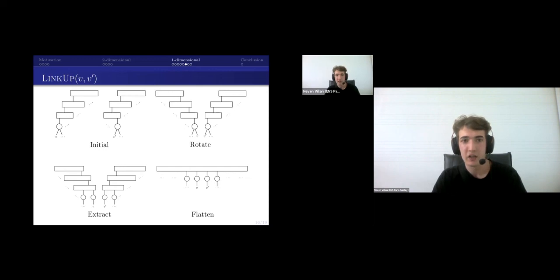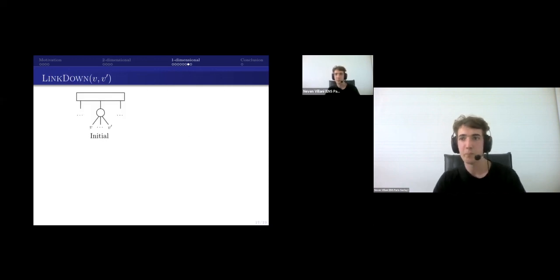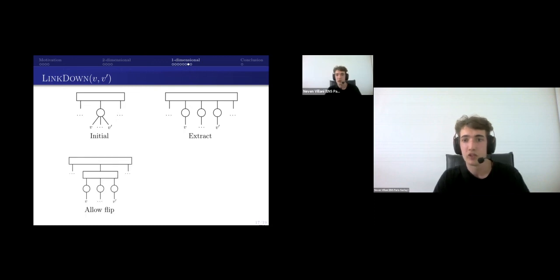Let's see a link down now. The most interesting specific case is when V and V prime share the same neighborhood, but their neighborhood is otherwise empty. The first step is again to extract them from their P node, since they no longer share the same neighborhood as they used to. And in order to account for the fact that we have no information on which direction they went their separate ways into, we have to add this Q node in between in order to account for both possible orderings.